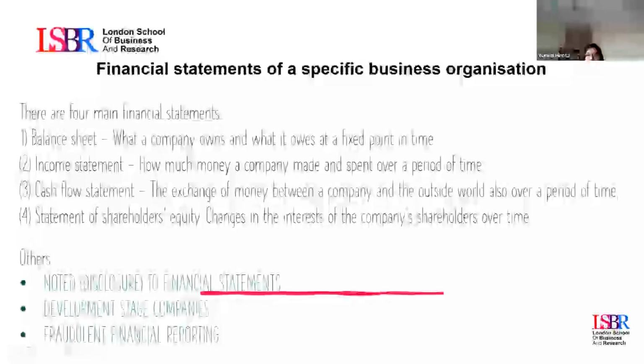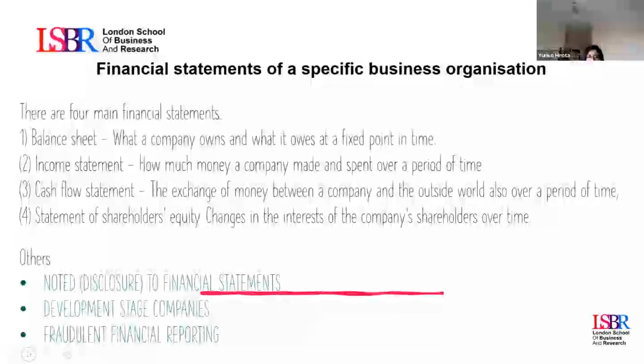The last part is the financial statements of a specific business or organization. In the previous class, we talked about the four main and mandatory financial statements. One is the balance sheet, which shows the things that the company owns and the obligations of the company in a certain period of time. Then the income statement, which shows the profit and loss of the company. Basically, the income statement shows the performance of the company during one year.